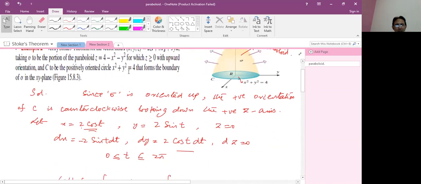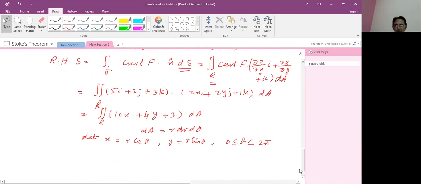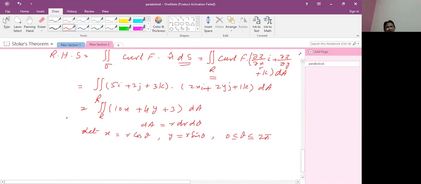x square plus y square is equal to 4. It forms a circle. So in polar coordinates the radius is 2, and the limit of r is 0 to 2. Since x square plus y square is equal to 4, the limit of r is 0 to 2.